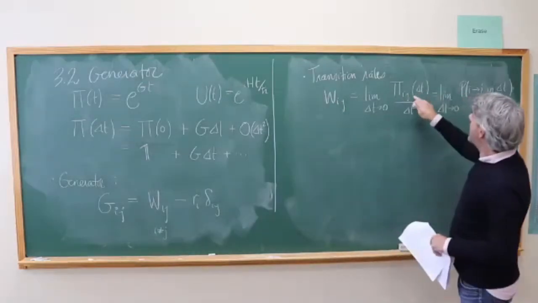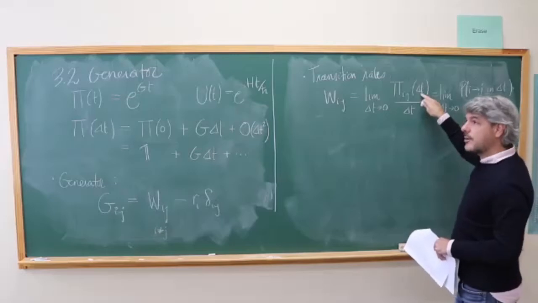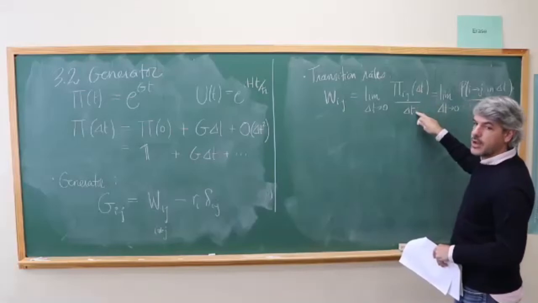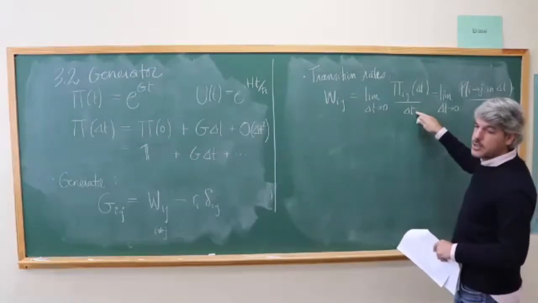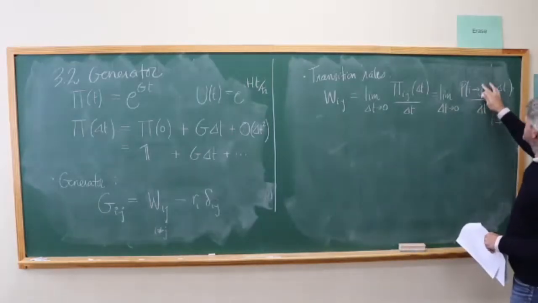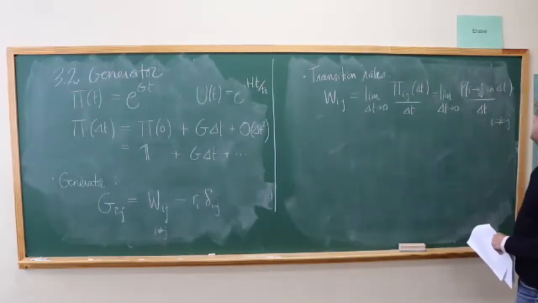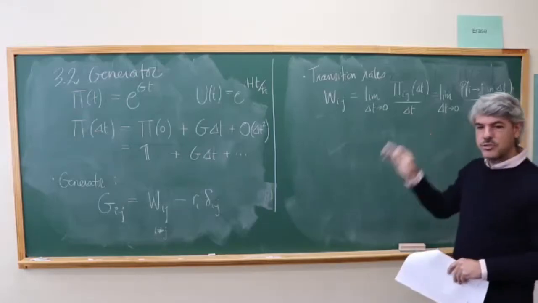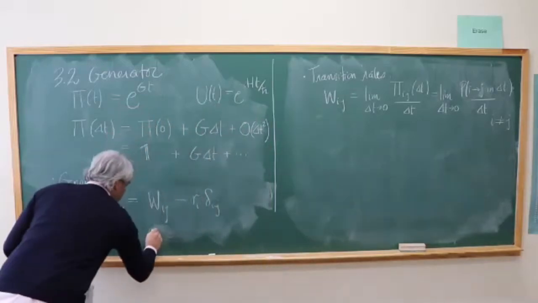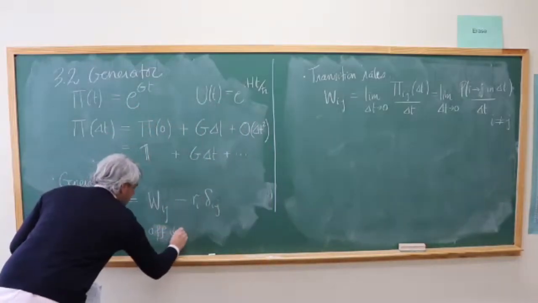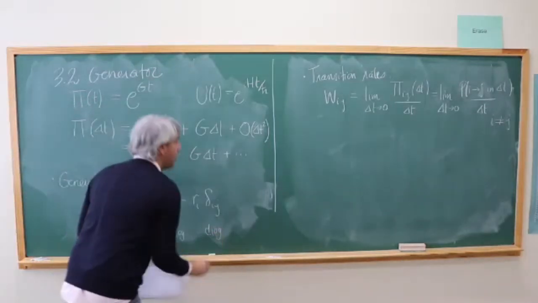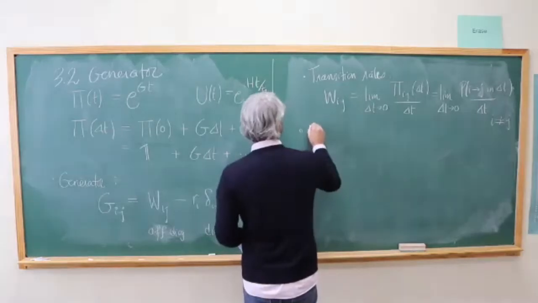Again, pi_ij of delta t is the probability of making a jump from i to j in a very small time, delta t. If you take the limit and you divide by delta t, in a way you take like a derivative. So this is the probability per unit time of making a transition. And this is emphasized here. This is the probability of making a transition in the time delta t over delta t. This is the transition rate. So this is the off-diagonal part of the generator. Now the diagonal part contains all of these transition rates. What is the diagonal part? The diagonal part is what we call the escape rates.